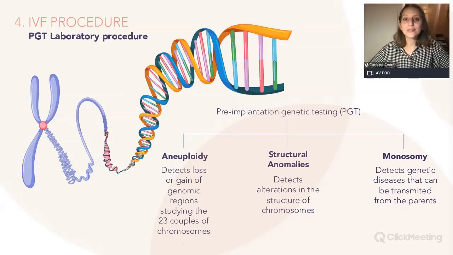There are different kinds of pre-implantation genetic testing. The most common one would be the aneuploidy testing. That means that we're going to detect loss or gain of genetic content. But we also have the PGT for structural anomalies, where we want to analyze if there is an alteration in the structure of chromosomes. And finally, we would also do monogenic testing for the PGT, which means that we have the capacity to analyze or detect the transmission of certain diseases from the parents, for instance, Huntington disease.